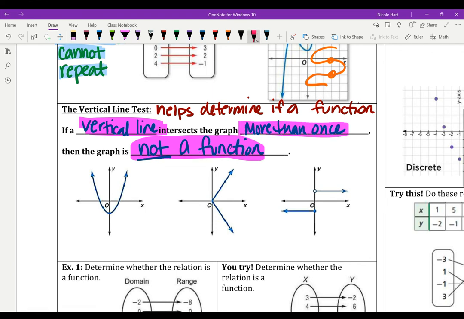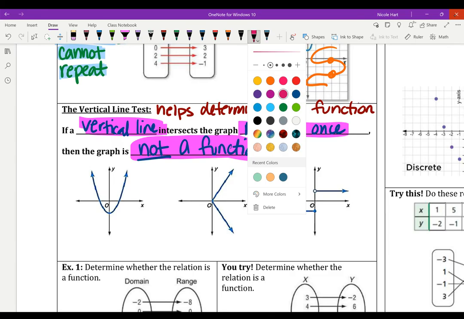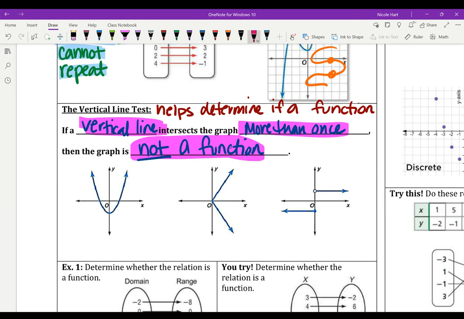So what that looks like is if I look at my graph, I'm going to look at this graph on the left-hand side first. I'm going to draw a bunch of vertical lines. So lines that go up and down. Each one of those only hits once. So yes, this is a function. If they were to hit more than once on the same line, then it is not a function.